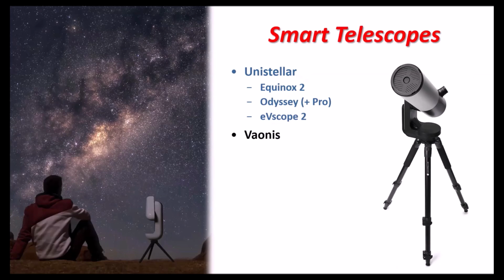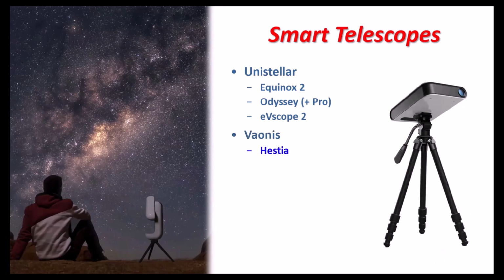There's also ones from another French company called Vaonis. They have this really unusual looking one called the Hestia. This does not have an imaging sensor, but what you do is you put your smartphone on top of this ocular on the top, and your smartphone acts as the imaging sensor. So in a way, this could potentially be the largest megapixel sensor if you have a high sensor on your smartphone. As far as I know, I didn't do a whole lot of research on these, but these don't track. So they're mainly for brighter targets like the moon and the sun.